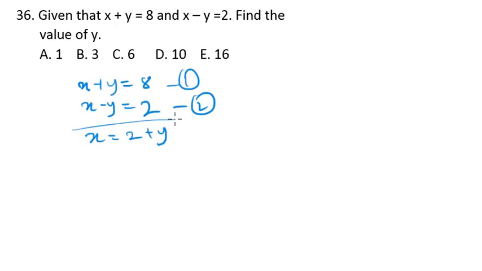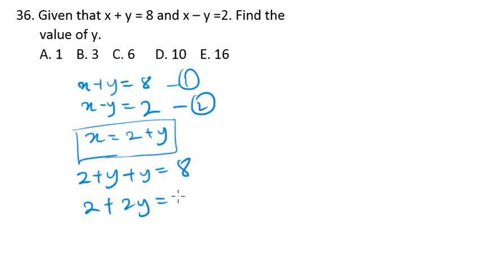So substitute 2 plus y for x in equation 1. So I'll just have 2 plus y plus y equals 8. 2 plus y plus y gives us 2y, so you have 2y equals 8 minus 2, and we have 2y equals 6.